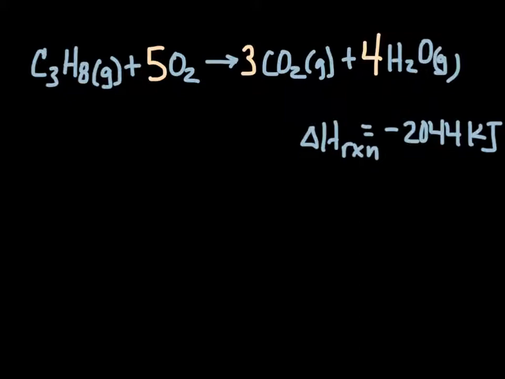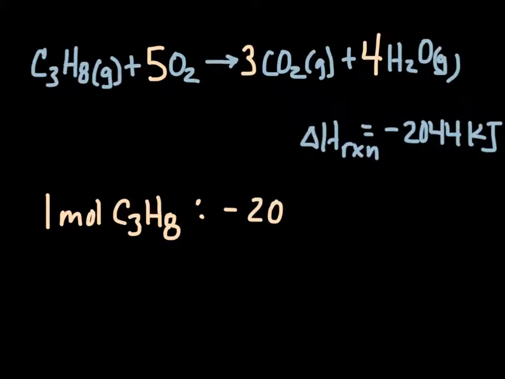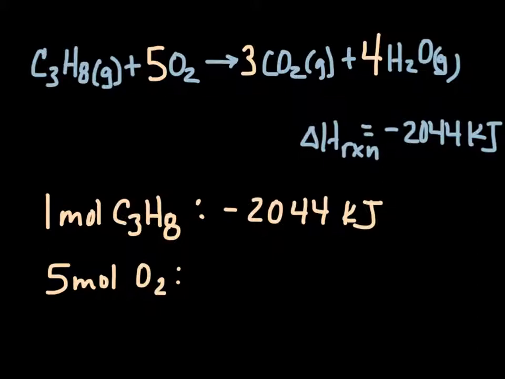So let's go through and write down all of the relationships that exist. Maybe not all of them, but a few of them. So if we were to look at just the reactants, if we had 1 mole of propane, we release 2,044 kilojoules. If we had 5 moles of oxygen, we're releasing 2,044 kilojoules. So 2,044 kilojoules of heat is released when 1 mole of propane and 5 moles of oxygen completely react.